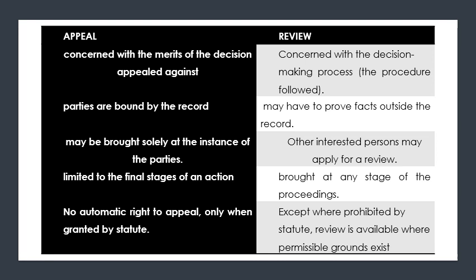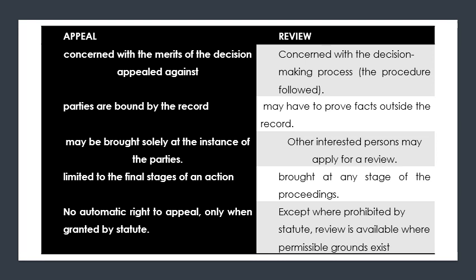So if during the court proceedings, let's say there were some preliminary things that were dealt with, and you do not agree with those preliminary things, then you review those decisions. And then we have no automatic right to appeal, only when granted by statute. So not every decision can be appealed. There is no automatic right to appeal, but you are granted it either by statutes and so forth.